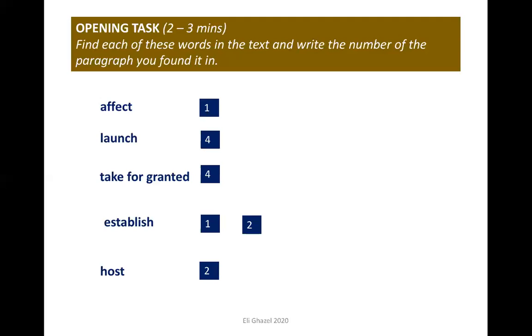So affect is in the first one at the top. Launch is in the 4th one. Take for granted is in the 4th one. Establish is in 1 and 2. Host is in 2. So what has happened now, the students have found these words. You might ask them to underline it or circle it. It doesn't matter. But the idea is now, even if we don't know the meaning, the words are standing out in our minds, ready for the next.